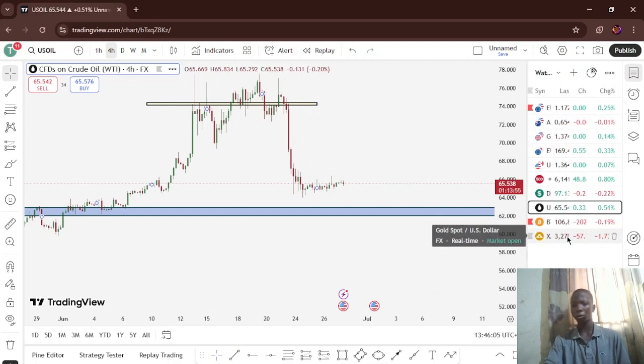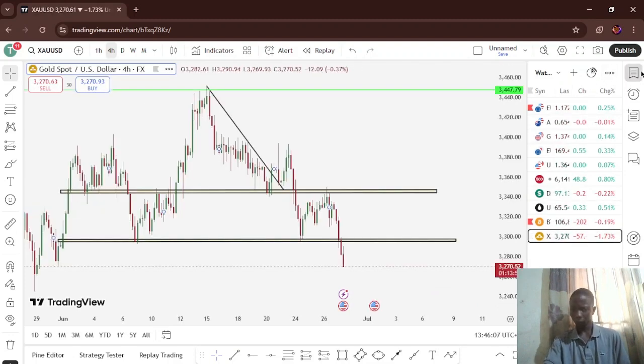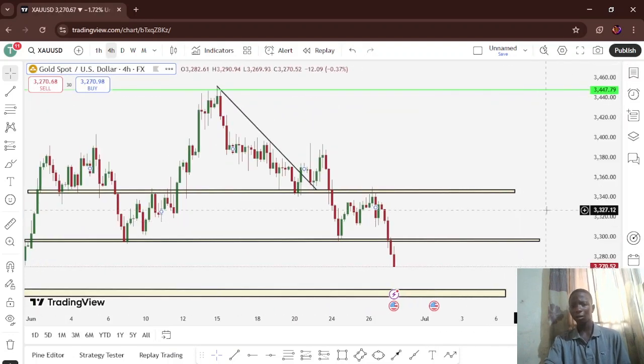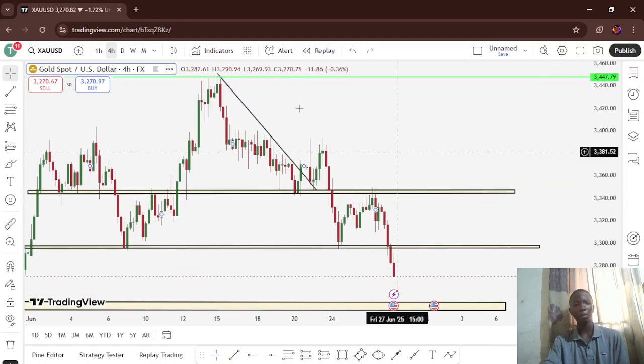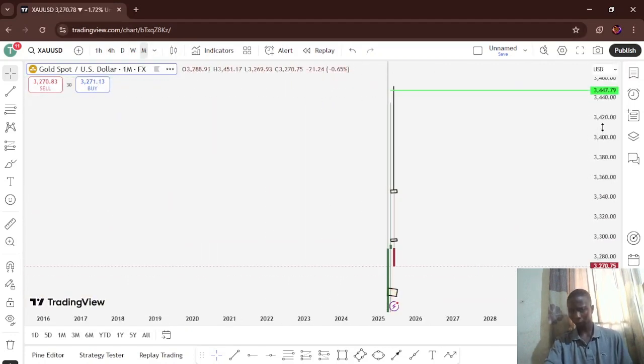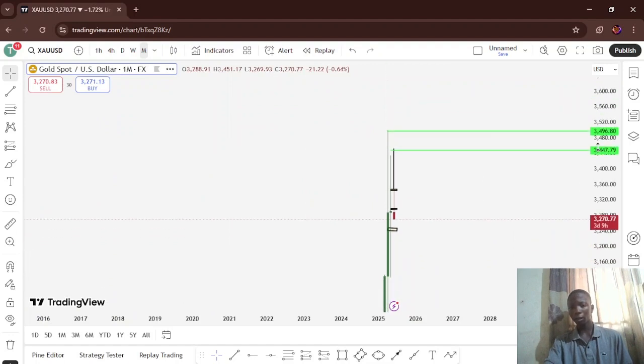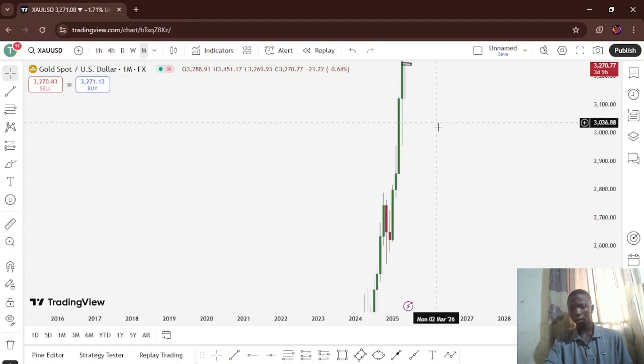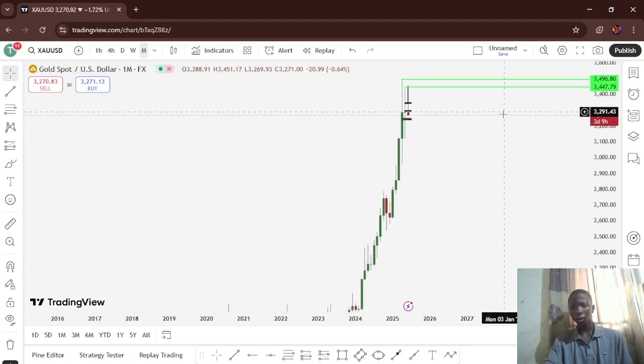Let's go on to gold. Let's just check gold a little bit. This is the last pair I have to analyze for you guys. So now let's go on to the monthly. Gold is the trending pair, as we all know. You see, it's been on the trend since.